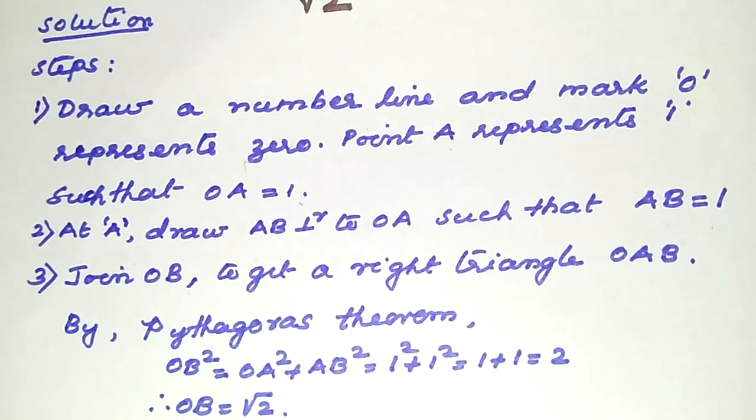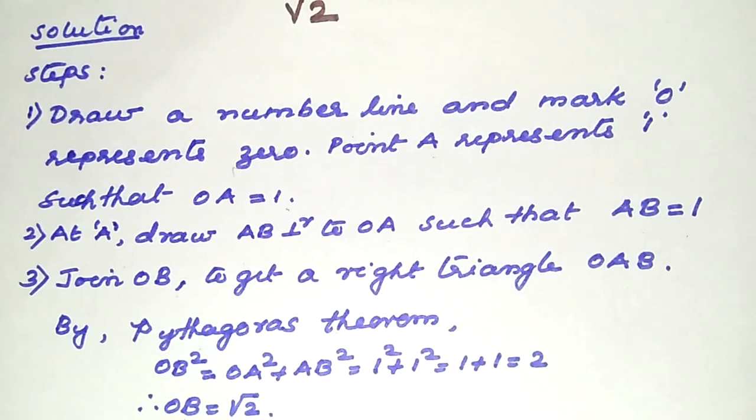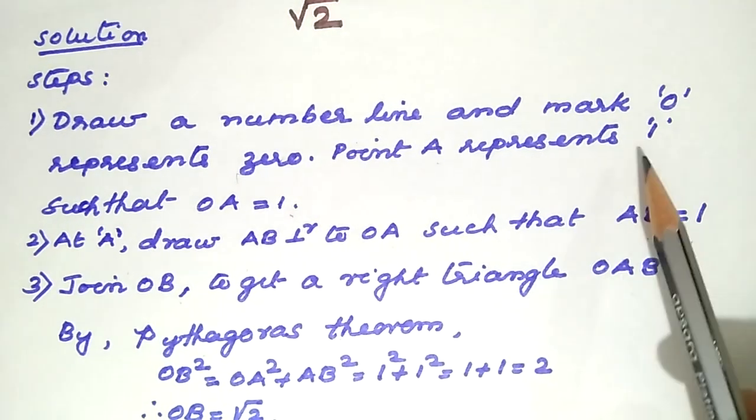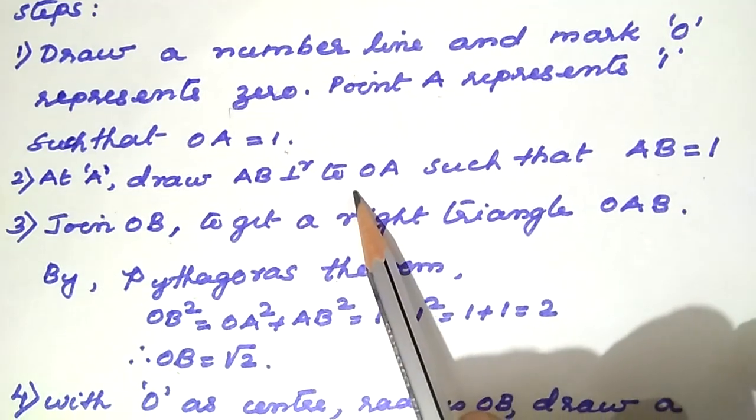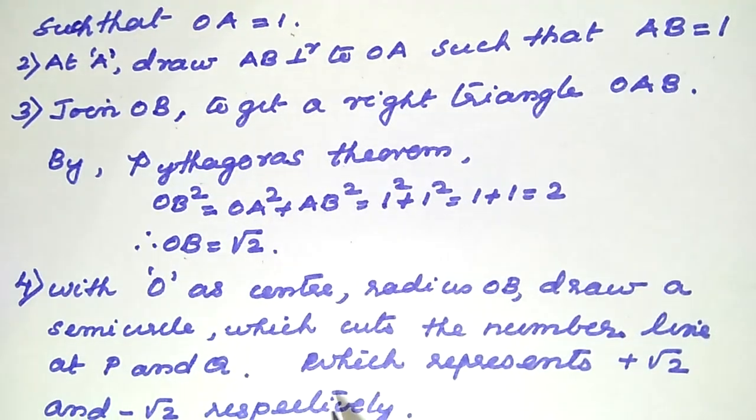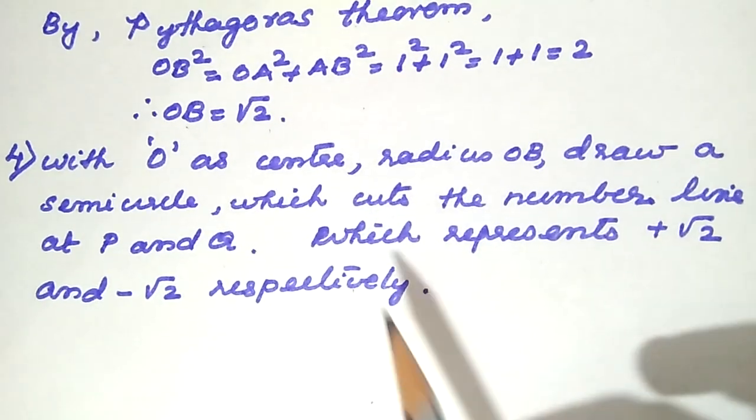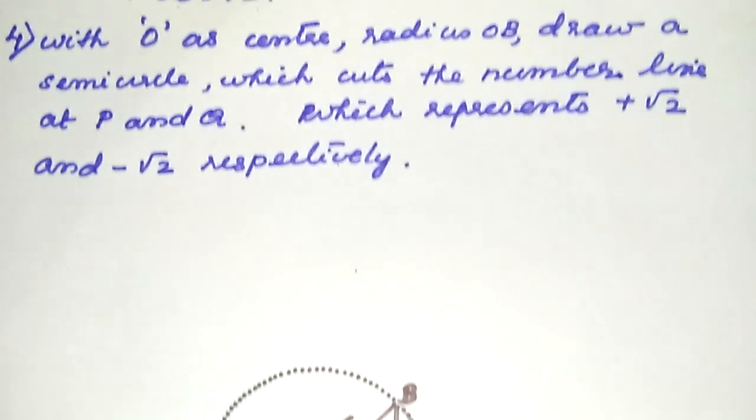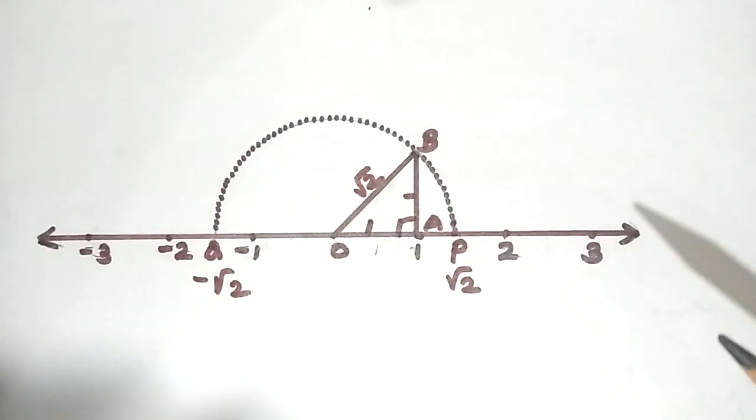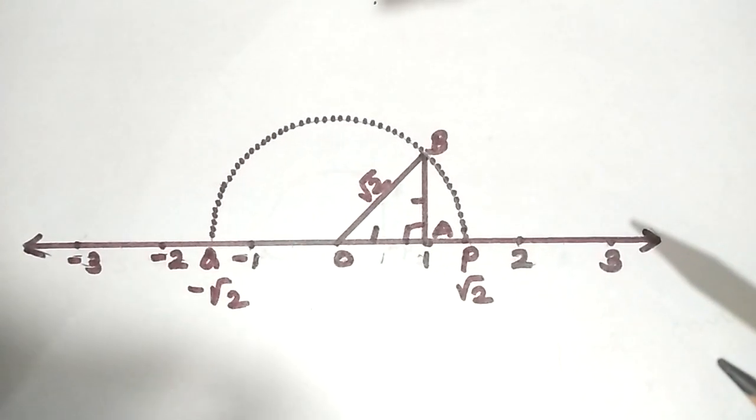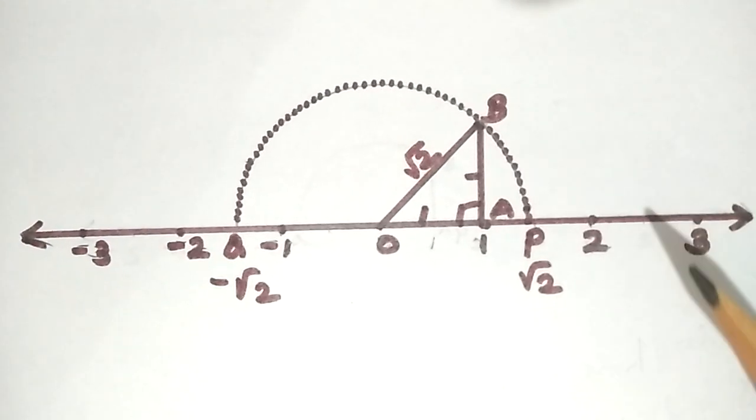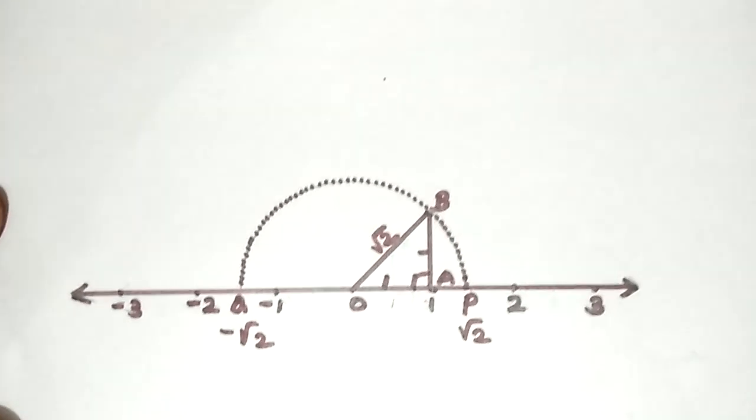Now I'll show the steps as well as the diagram for root 2 on the number line once again. Step 1, draw the number line, and second step, the perpendicular. Third step, the hypotenuse. Fourth step, the semicircle. Then the diagram. All these steps, from step 1 to the diagram, are required for locating root 2 on the number line. This question can be asked, and that time you have to solve it like this only. First the steps, then the diagram.